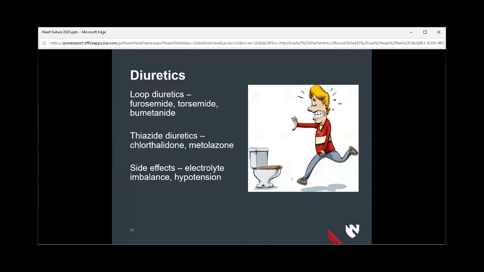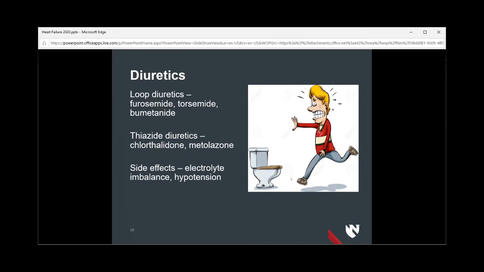Diuretics are the cornerstone of heart failure treatment. Although they don't improve mortality, they can help decrease hospitalizations if taken right. The main diuretics we use are loop diuretics. Those are your furosemide, your torsemide, and your bumetanide. There's also thiazide diuretics, your chlorthalidone and your metolazone. We typically use them as add-ons for people who are on Lasix drips or just not diuresing with their current regimen. Some of the side effects are electrolyte imbalances and hypotension, so you need to be careful when you give these to patients if their blood pressures are low to begin with.